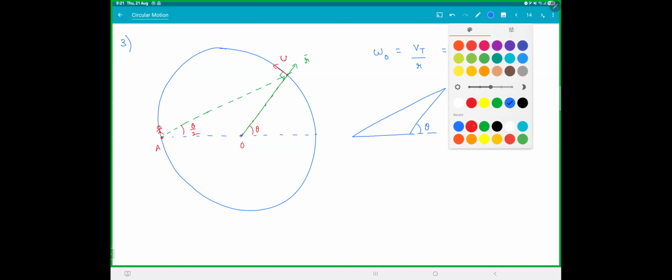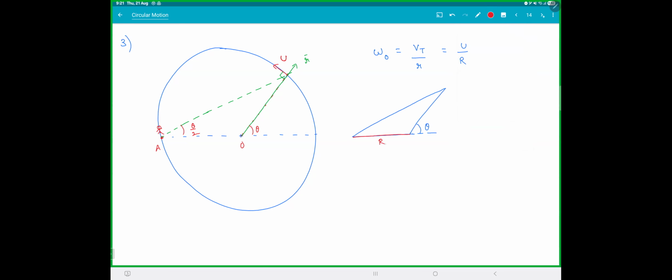If this is theta, if you remember, this is R, this is also R. So it's an isosceles triangle. So this is alpha, this is alpha. This will be 180 minus 2 alpha. So the total sum 180 minus 2 alpha plus theta must be 180. So 2 alpha is theta and alpha is theta by 2.